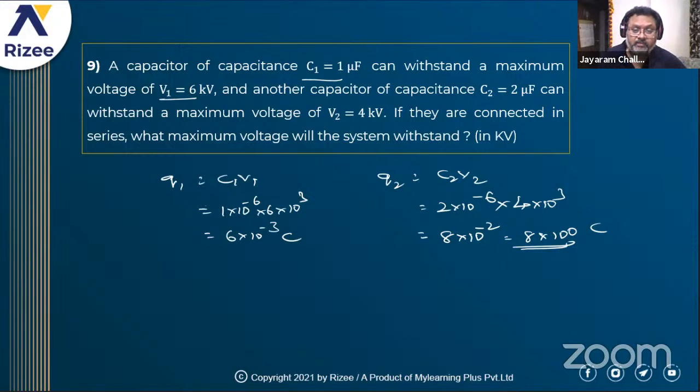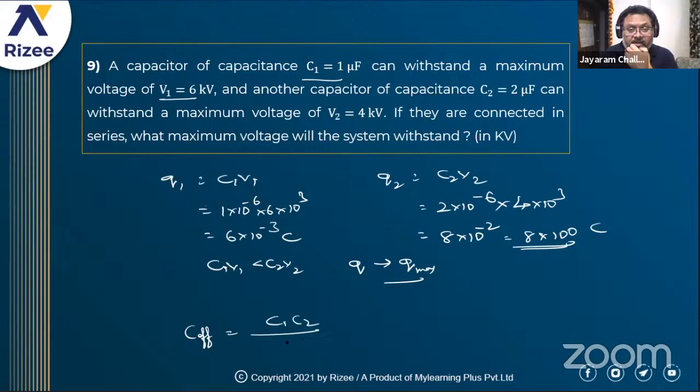So in this case, we are clear that C1 V1 is less than C2 V2. So that means charge is going to be tending towards the maximum. So what is the value of the C effective? C effective is equal to C1 C2 by C1 plus C2, since they are connected in series, which comes out to be 1 into 2 by 3, which is equal to 2 by 3. So this is an effective thing.